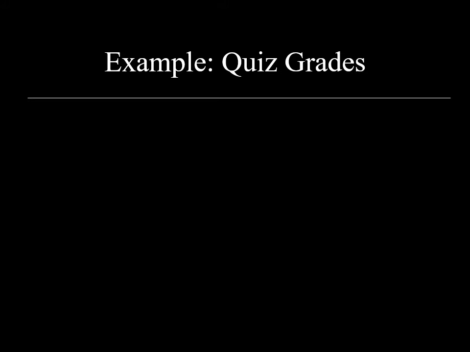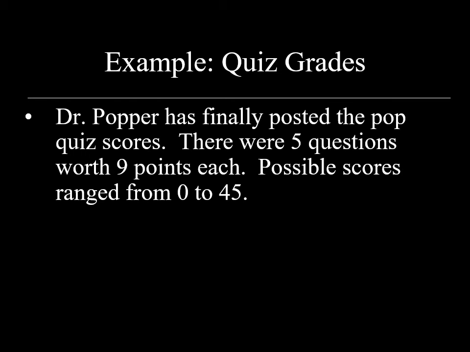So I just want to go through a few examples right now of both what we gather, what we can know, and what we cannot know by using these summaries, if you will, these descriptive statistics of larger data sets. So my first example is going to be quiz grades. Dr. Popper has finally posted the Pop Score quizzes. There were 5 questions worth 9 points each, so possible scores range from 0 to 45. So again, 0 means you got 0 right, and 45 means you got all 5 questions right.